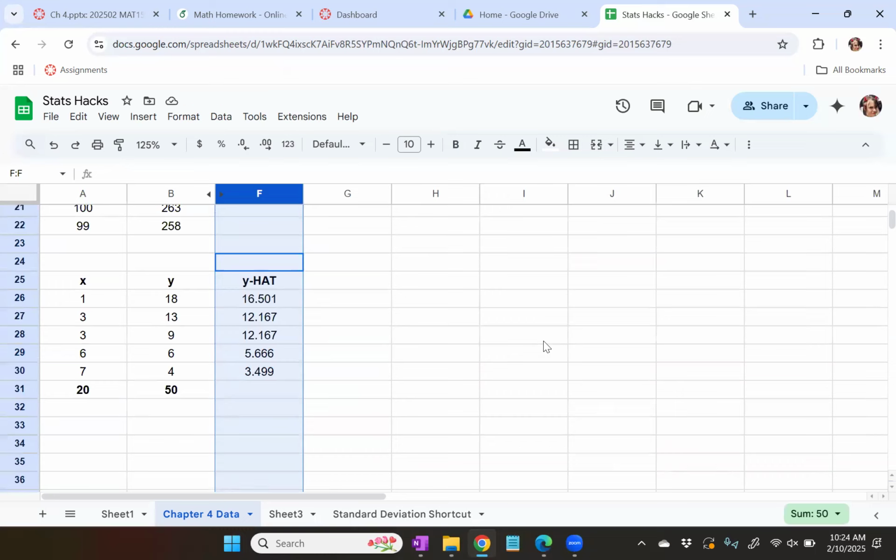So now we can look at our predicted Ys versus our actual Ys. Most of our data values are pretty close. So my first predicted Y was 16.5 and my actual was 18, etc. We can kind of compare them all down the list. Now, unhide.